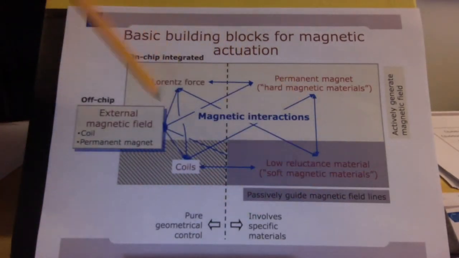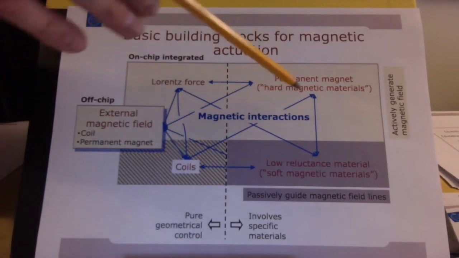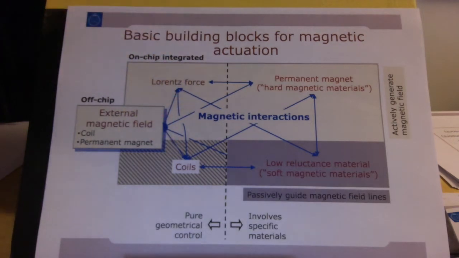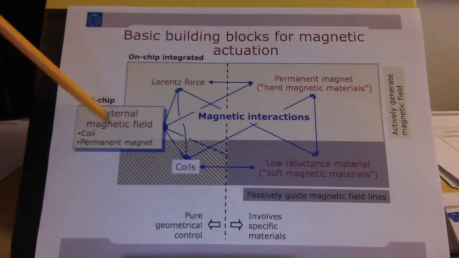So, for example, you can have a coil system interacting with another coil, or a coil interacting with a permanent magnet, or a coil interacting with a Lorentz force system. Or we can interact with an external field, an external magnetic field that we then provide in some way.